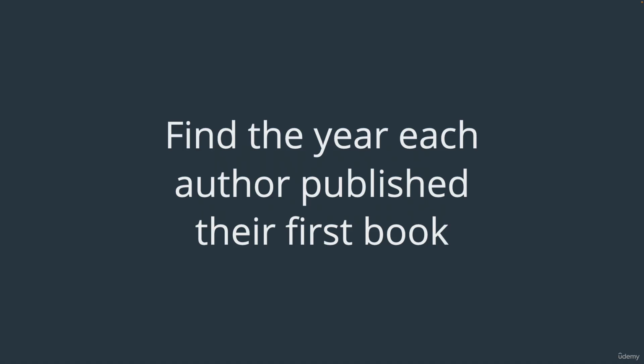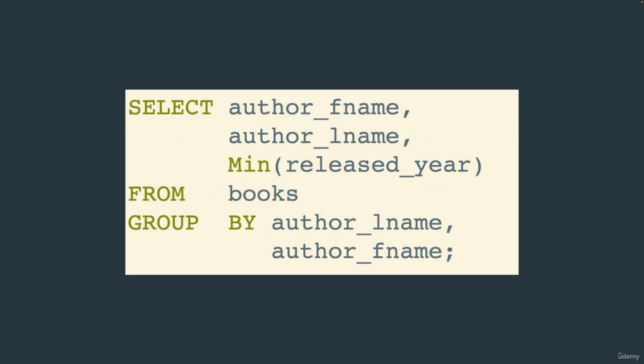Find the year each author published their first book. In other words, group all of the books by the same authors together, and then find the minimum year for that author. So we're not finding the minimum year of the entire table. We know how to do that. But find the minimum year for each author. And that would look like this.